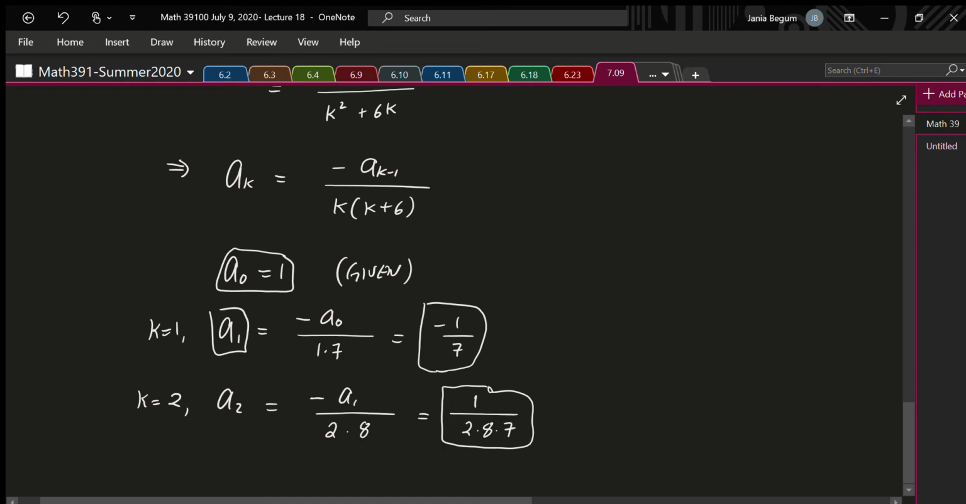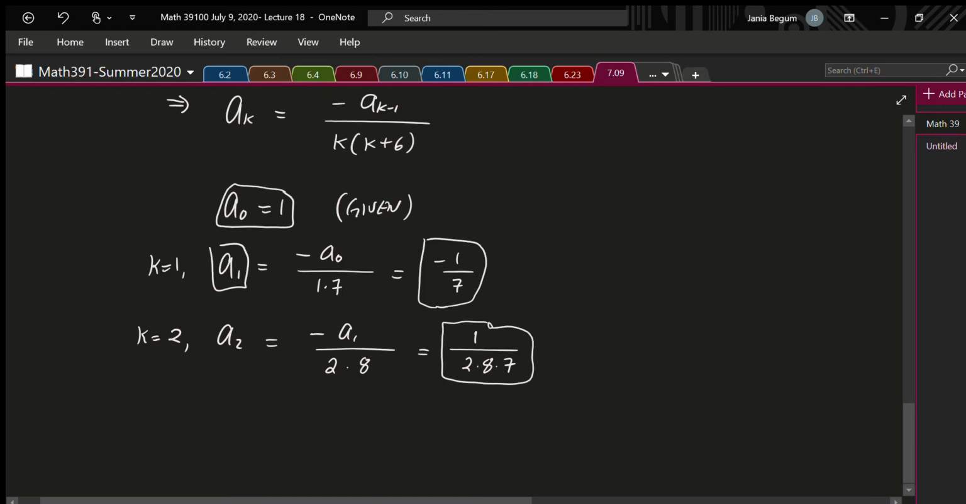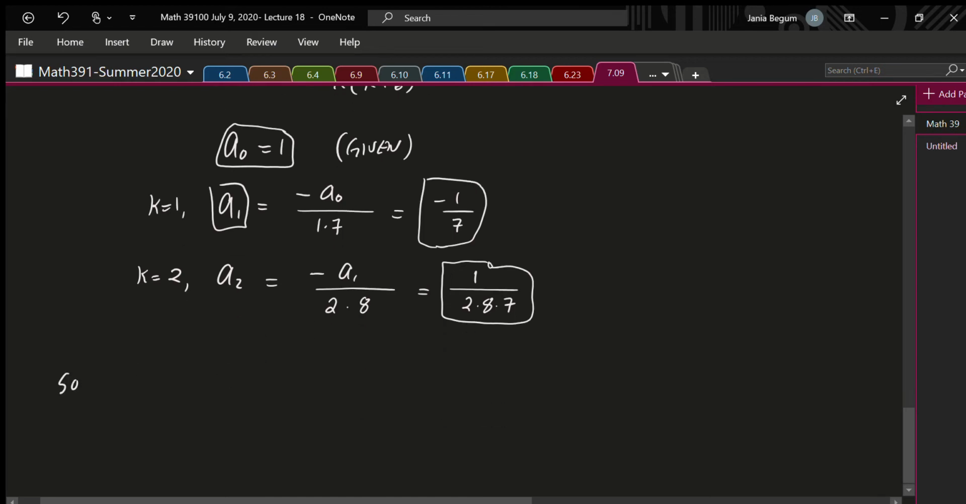Now let's write out the solution. So we know that our solution is going to be y equals x to the r. So I'm going to write out the expanded form instead of the closed form: a0 plus a1 x plus a2 x squared plus so on, right? So that's one of the solutions. So let's call it y1.